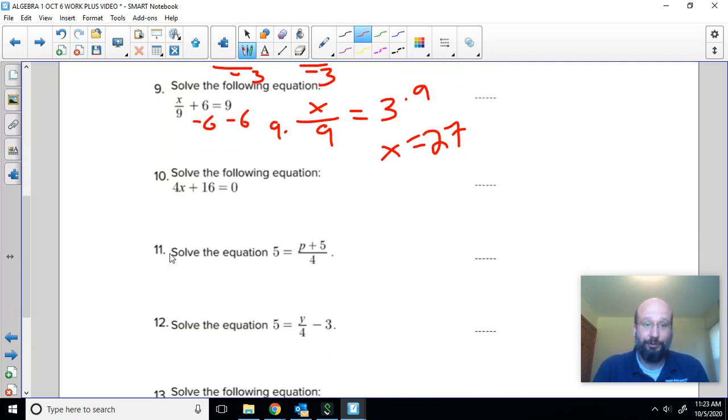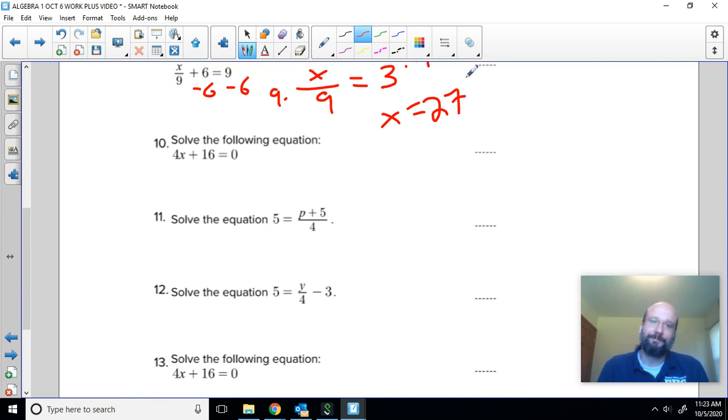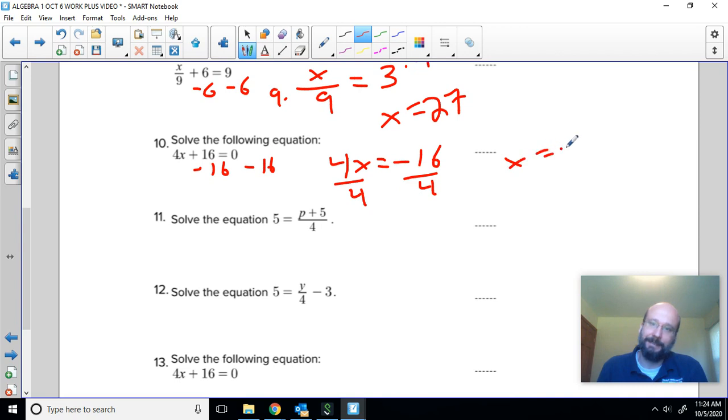So two steps again. Number 10. Doesn't matter that this is 0, right? It's still two steps. We want to get x by itself, so we're going to move this 16 over by subtracting. That gives us 4x equals negative 16. Now we're going to divide by 4, and we get x equals negative 4.